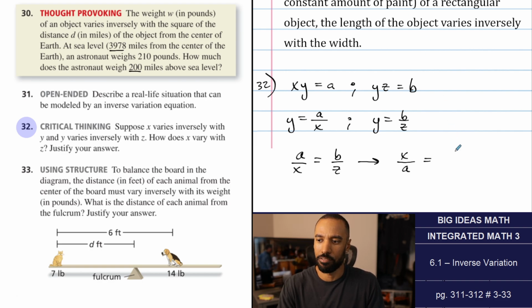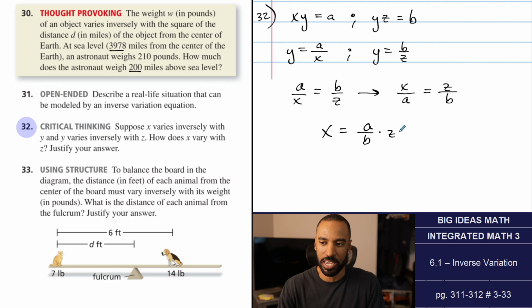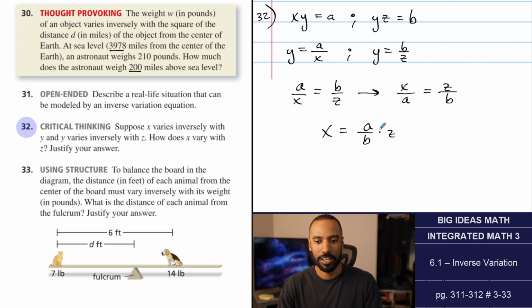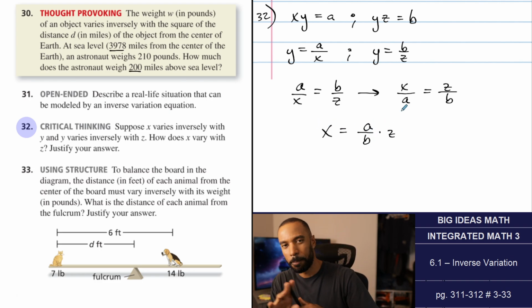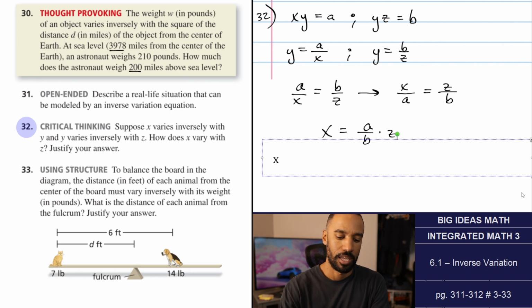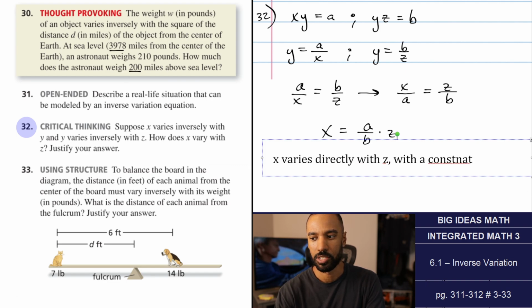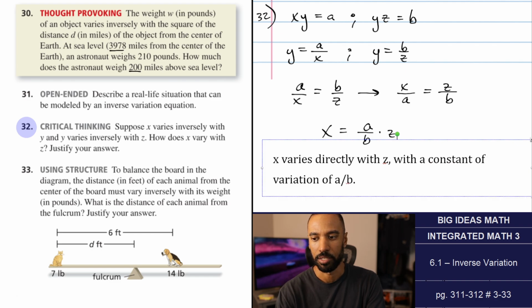It looks like it varies directly with z, but in such a way that they have a weird kind of constant. Multiply both sides by a. X equals a over b times z. So with that constant of variation being a over b, that is still a direct variation. A and b are just constants. X varies directly with z, with a constant of variation of a over b.